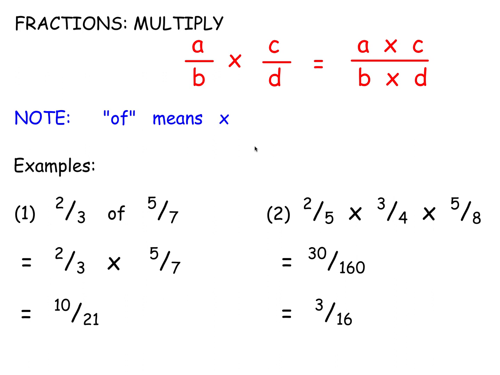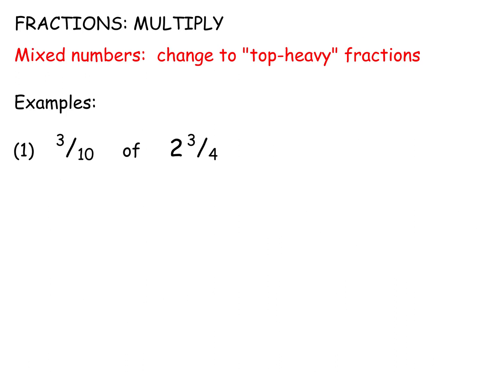So, multiplication is straightforward. Just multiply the top numbers, the numerators, multiply the bottom numbers, the denominators. And if it simplifies after that, simplify it. If it's top heavy, you can go to a mixed number. So that's the basics of multiplying fractions.